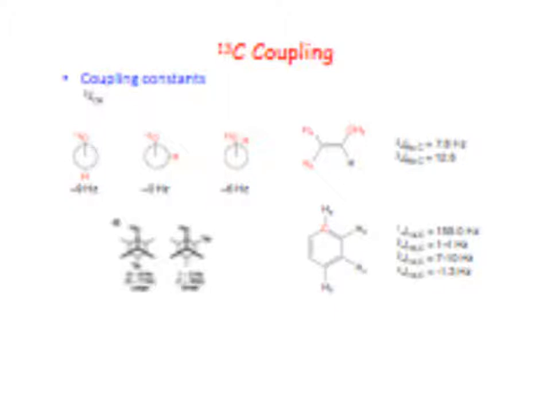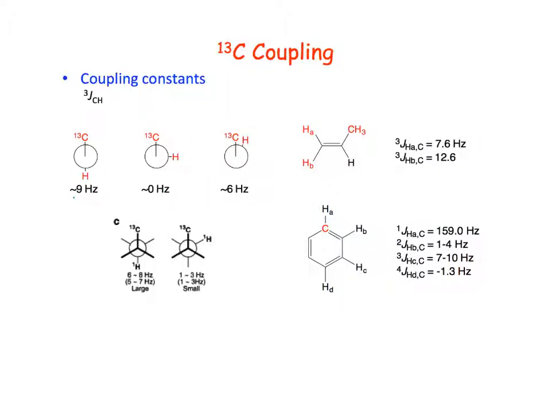And so usually the 3 bond couplings are a little bit bigger than the 2 bond couplings, but notice that 9 hertz when they're anti, 6 when they're gauche, or maybe they're supposed to be eclipsed. And then around 0 when they happen to be at a 90-degree angle.